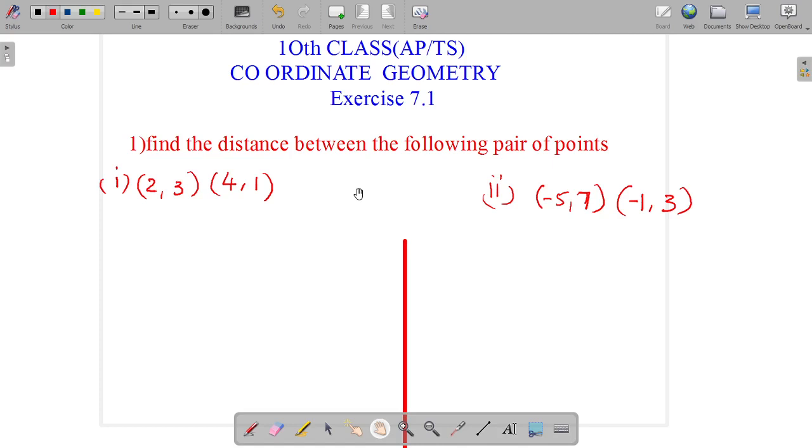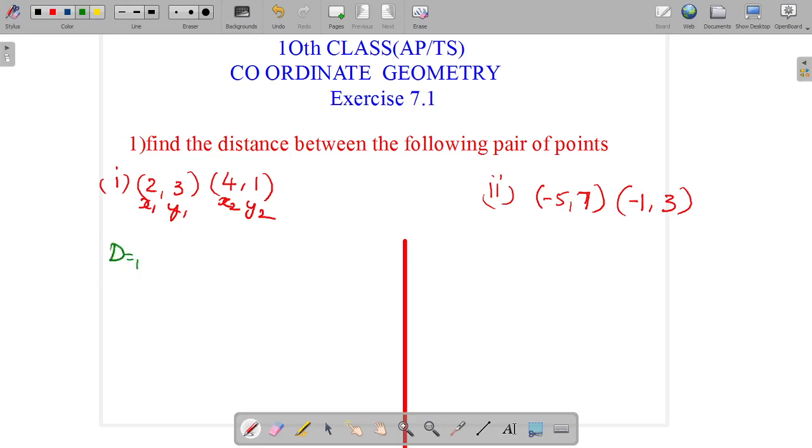Find the distance between the following pair of points. Go to the first bit. The coordinates are 2, 3, 4, 1. So this is x1, this is y1, this is x2, this is y2.